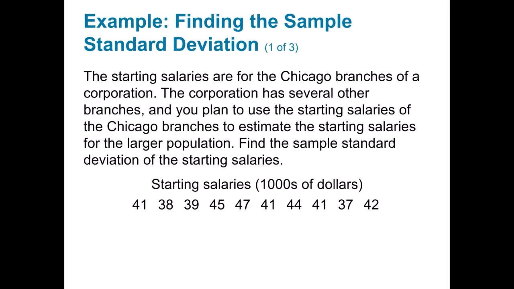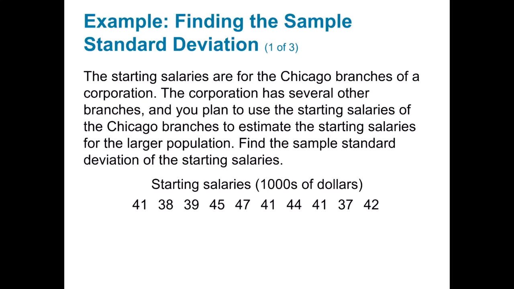So let's go back to this same data set again, but now let's pretend instead of this being the population, these are starting salaries from one of their branch offices, the Chicago branch. They have several other branches, but we want to use Chicago to estimate the starting salaries for the larger population. So we want to find our sample standard deviation of these starting salaries. Now it's the same 10 starting salaries.